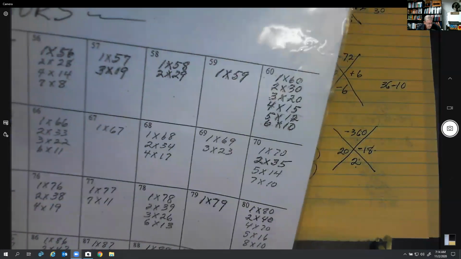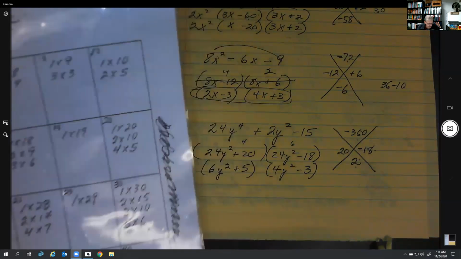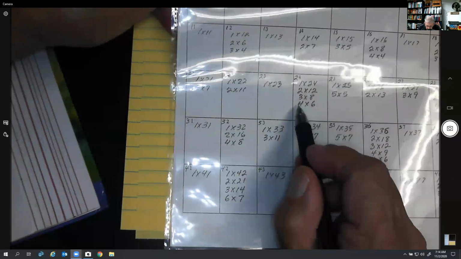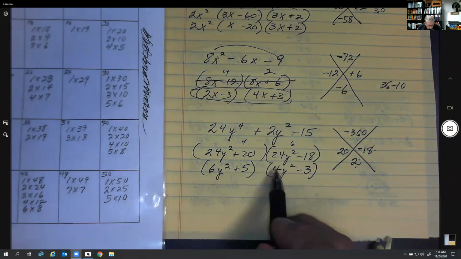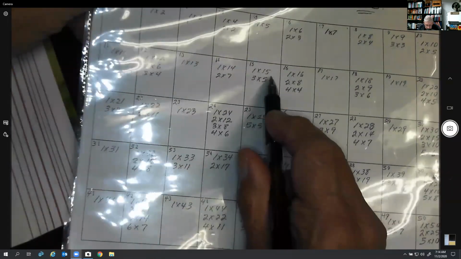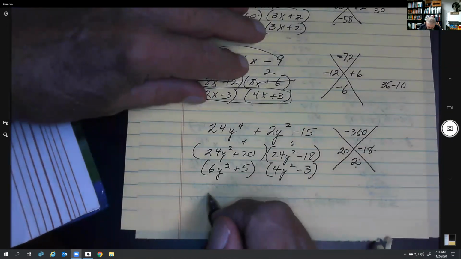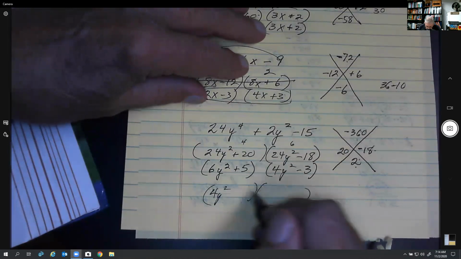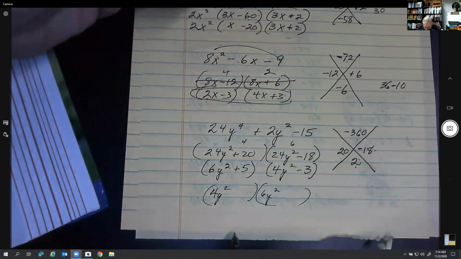24 has quite a few combinations. You might have tried 3 times 8 or 2 times 12, and then 4 times 6, 6 times 4. Then you might have tried on 15. 15 doesn't have that many combinations, just a couple. So you can also do it, like I said, by trial and error. 4y squared, 6y squared. And then playing around, you need a 15. You probably think 3 times 5.